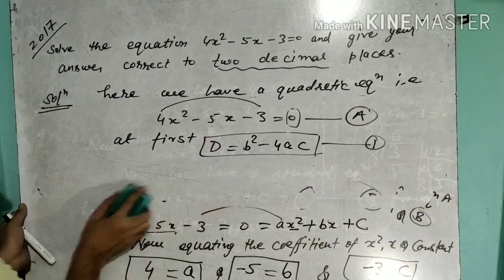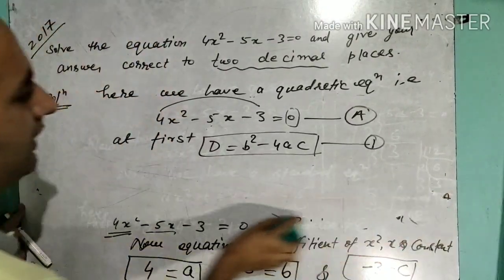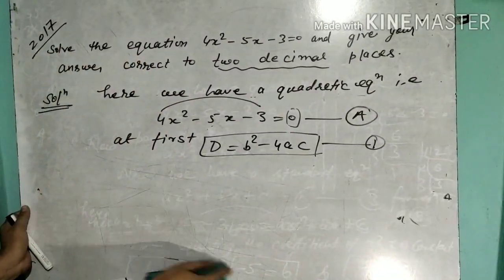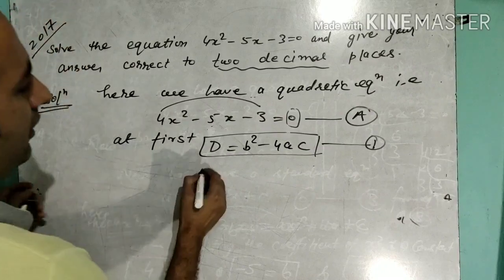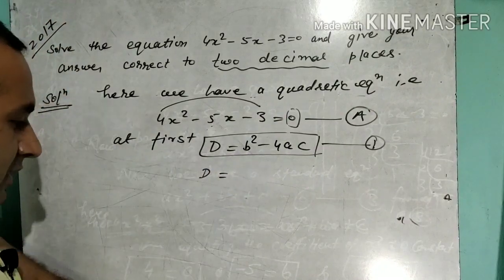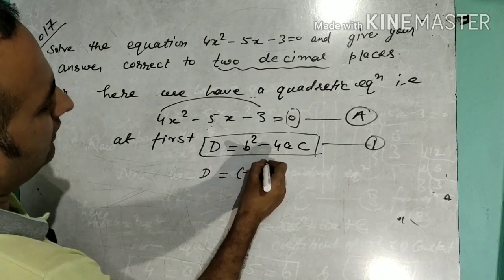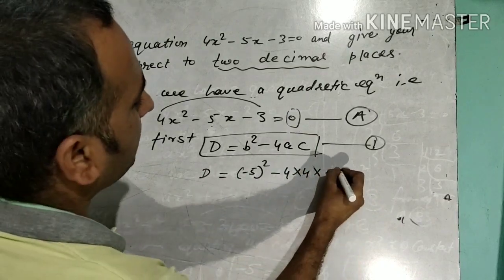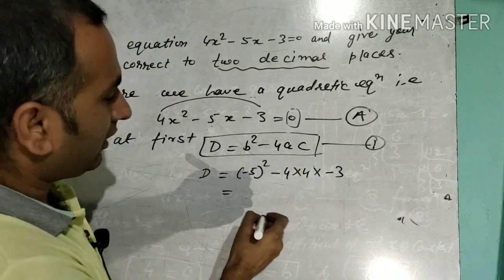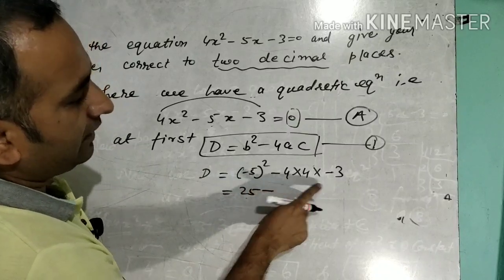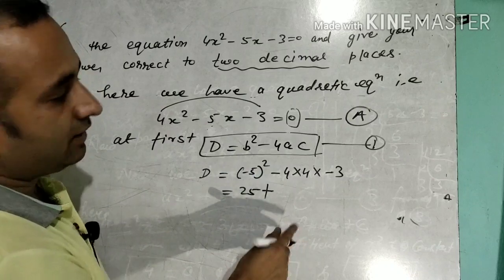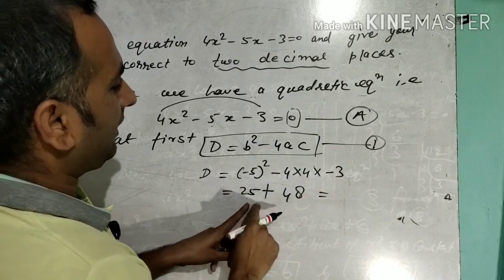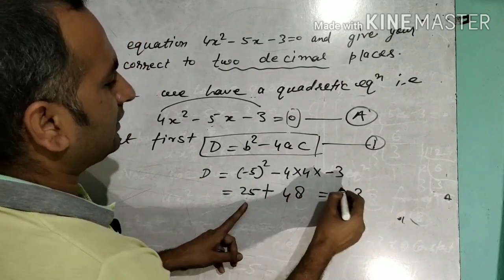So now tell me, what is your discriminant here? Discriminant means b square minus 4ac. So what is d? D is b square minus 4ac. What is the value of b? B is minus 5 to the whole square, minus 4 into a for 4, into c for minus 3. So minus 5 whole square is 25, and this is also minus, so minus minus will be plus, and 4 into 3 is 12, 4 4s are 16, 4 3s are 48. So 48 and 25 is 73.